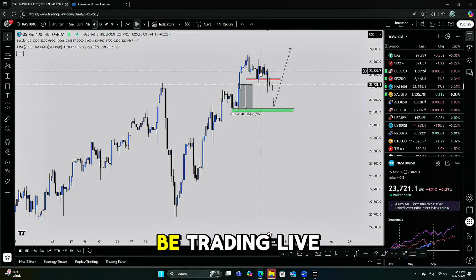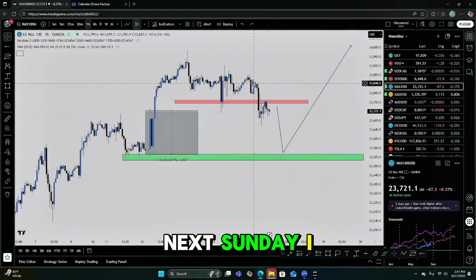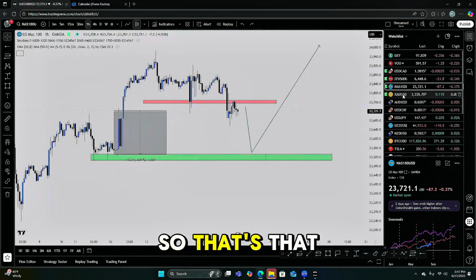All right, I'll move accordingly. But all these trades, I'm going to be trading live. So whenever I enter a position, it's going to be recorded, so that next Sunday I can include that in the breakdown. So that's that for Nasdaq.